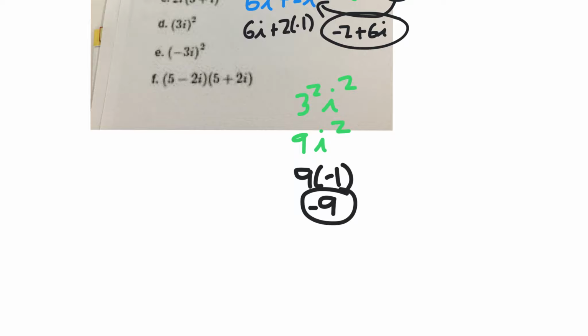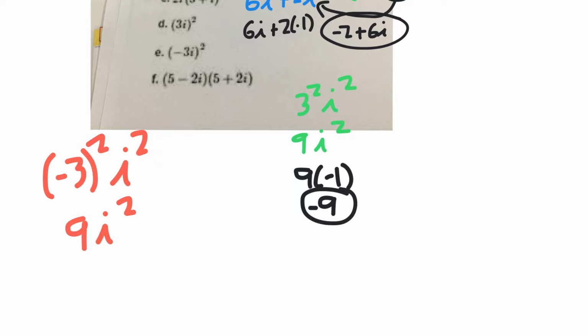Next one, E is -3i, all of that squared. So that's going to give me (-3) squared times i squared, which is 9i squared, which is 9 times -1, which is -9.